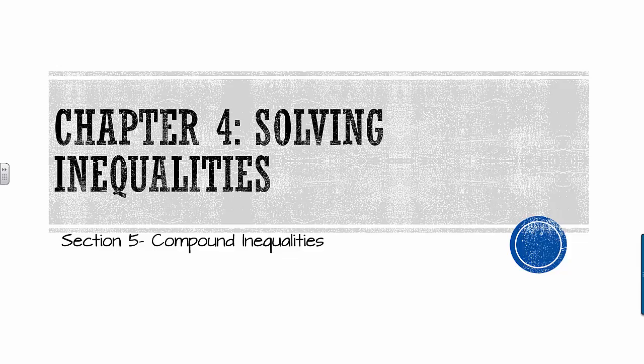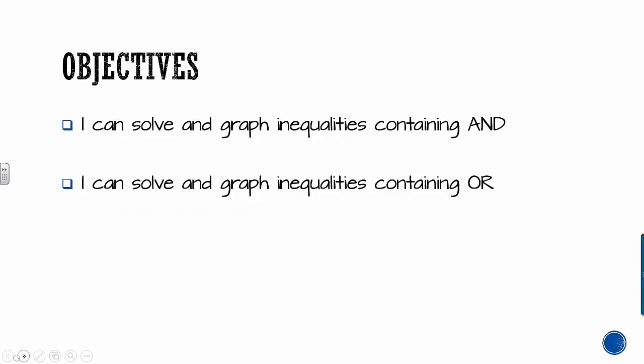Chapter 4, Section 5 is about compound inequalities. By the end of this lesson, you should be able to solve and graph inequalities containing the word and, and also solve and graph inequalities containing the word or. Now, a compound inequality is two inequalities put together.